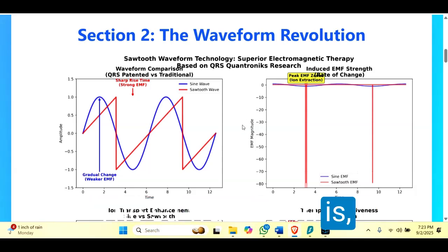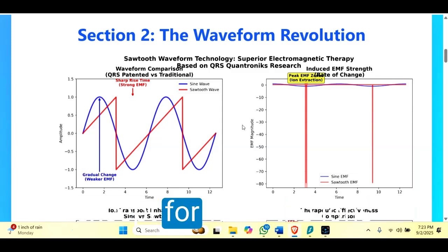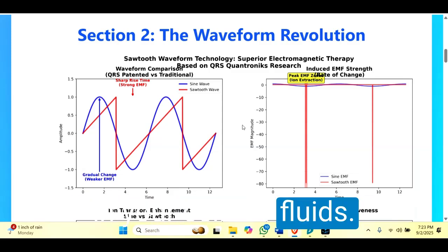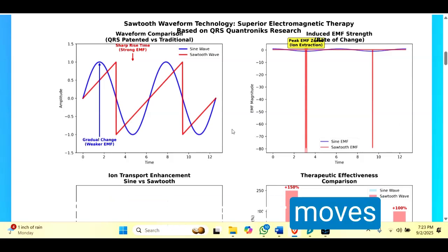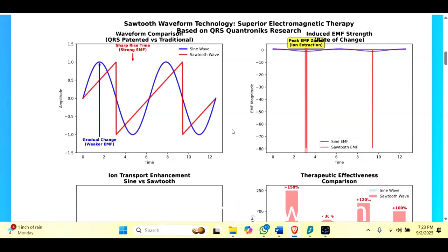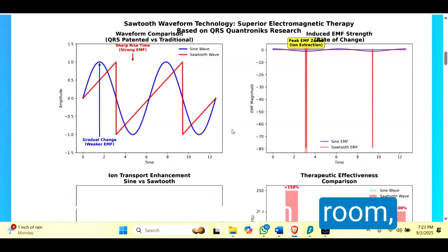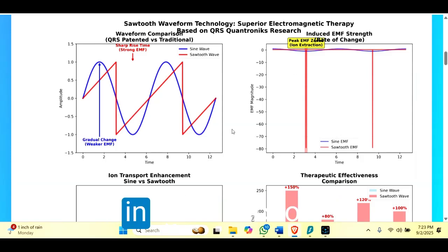The sawtooth waveform is that escalator effect, except for what? The ions in your cellular fluids. An escalator moves your body; on a smaller level, this mini sawtooth escalator is moving your ions inside your body. It's like the difference between people bouncing around randomly in a room versus people smoothly riding an escalator in one direction.